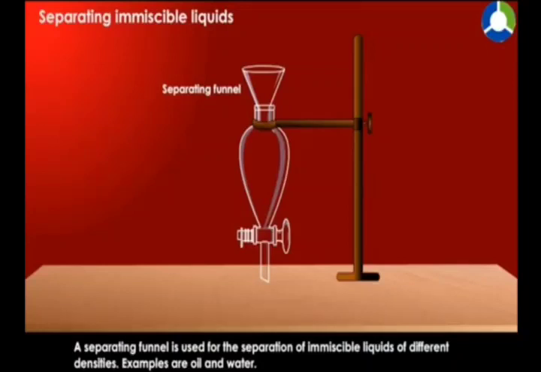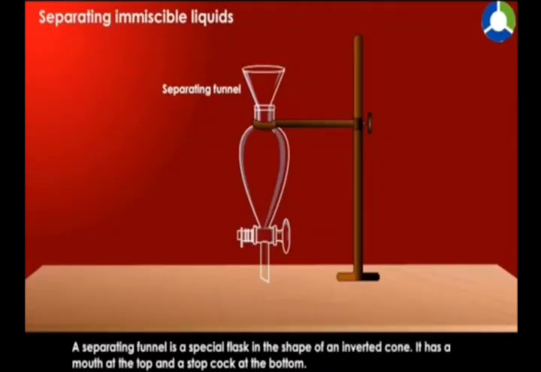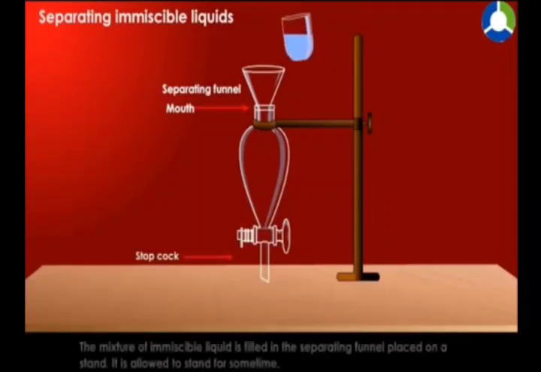Separating funnel, and it is used for the separation of immiscible liquids. I have just told you of two different densities, one is heavier and one is lighter. And a separating funnel is a special flask in the shape of an inverted cone. It has a mouth at the top and a stop cork at the bottom.